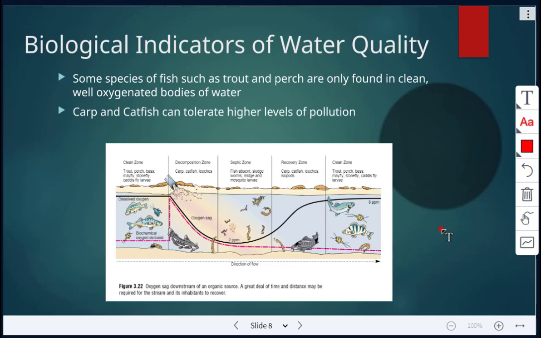So what we see here is that some species of fish, like trout and perch, we can only find in clean, well-oxygenated bodies of water.